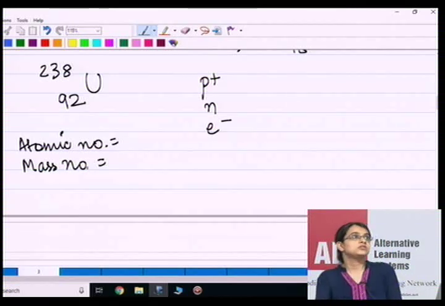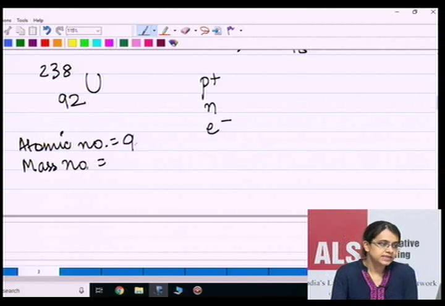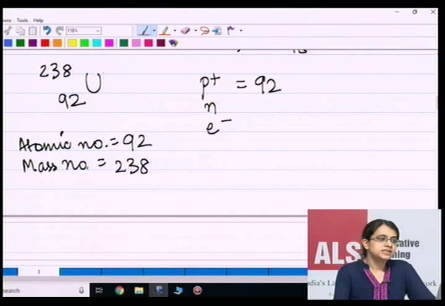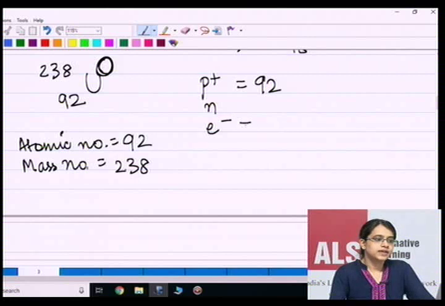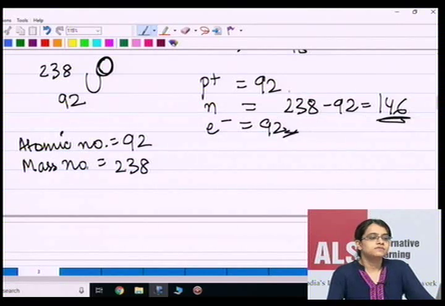Great. Christokula has also answered and all of you are correct. So atomic number we have 92. The mass number is 238. So number of protons is 92. Since there is no charge on it, so electrons are also 92. And neutrons would be 238 minus 92 is equal to 146, which all of you have answered.